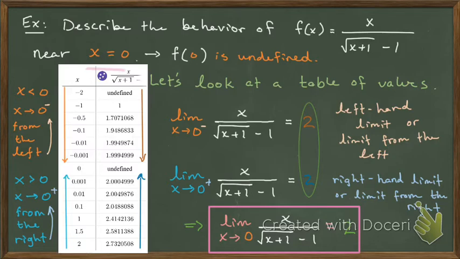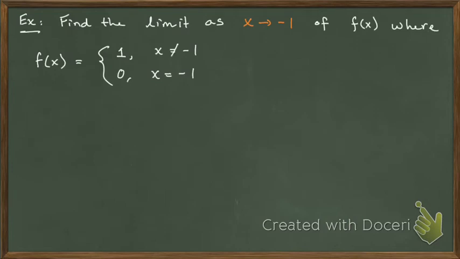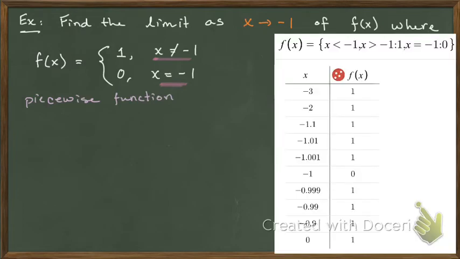Let's look at another example here. Find the limit as x approaches minus 1 of f of x, where f of x is this piecewise function. Ooh, okay, so I've got it defined so that when x is not minus 1, my function has a value of 1. And when x is minus 1, my function has a value of 0. So what I want here really is the limit as x approaches minus 1 of f of x, which is this piecewise function.